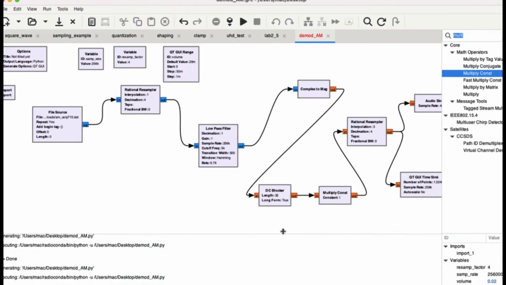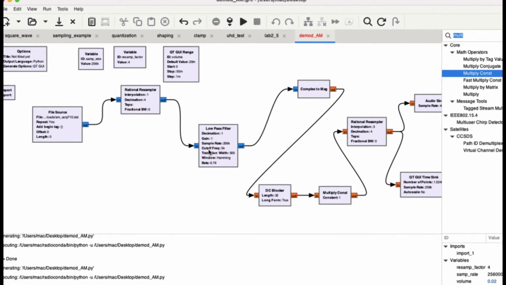Now what decimation does is it decimates your signal. What does it mean to decimate? It means it's going to bring your samples down. So if we started off with 256 kilo samples, by decimating it the output of this block will have 256 divided by 4, which is 64 kilo samples per second. Once those 64 kilo samples go in, they go into a low pass filter.